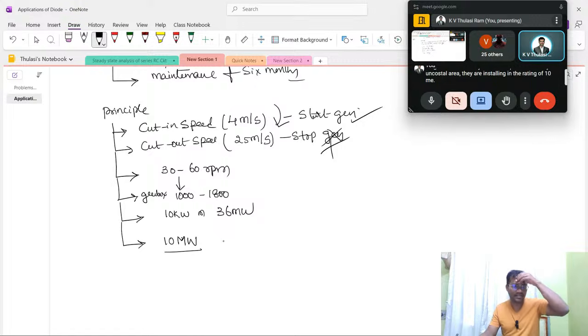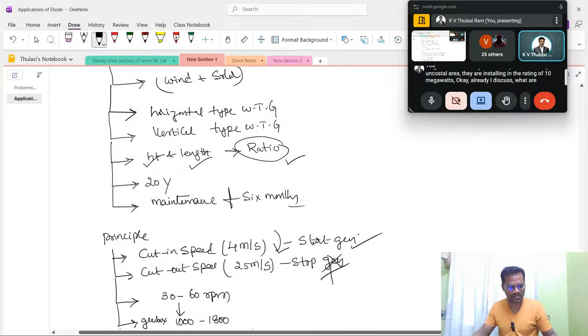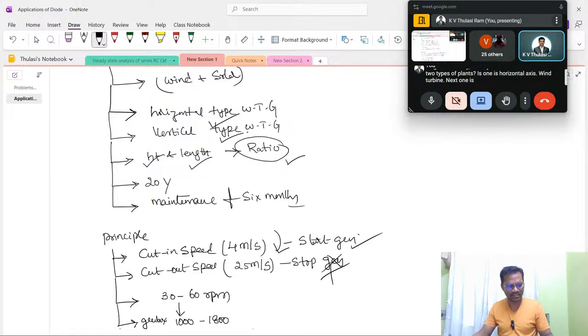Already I discussed the two types of plants. One is the horizontal axis wind turbine, and the next one is the vertical type wind turbine.